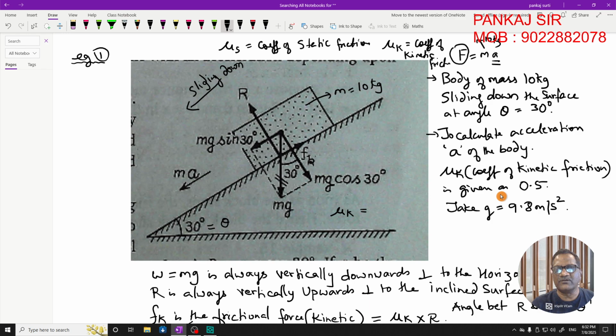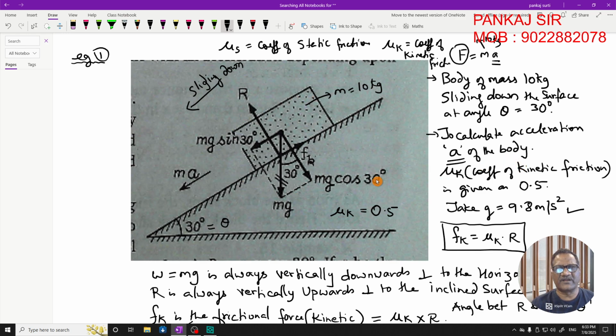So mu k value is given to you as 0.5. Okay, so mu k, which is coefficient of kinetic friction, is given as 0.5. And here the kinetic frictional force Fk will be mu k multiplied by the reaction force. You are going to use this formula as well. And he has told you to take g as 9.8 meter per second square. So with all this information, let us try to understand and see how you can calculate this acceleration.